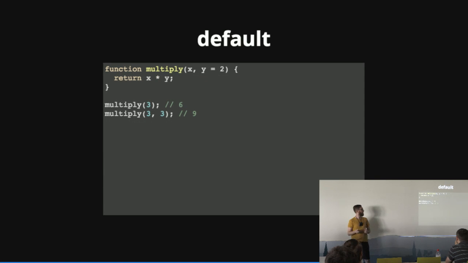In ES6, you can do it like this. You can just say y equals 2. Whenever you don't put a second parameter inside of it, so you don't put anything at the y, then it will just be 2. Again, it makes it more readable. You could do something like this with ES5, but it will just help you a lot with writing faster code.